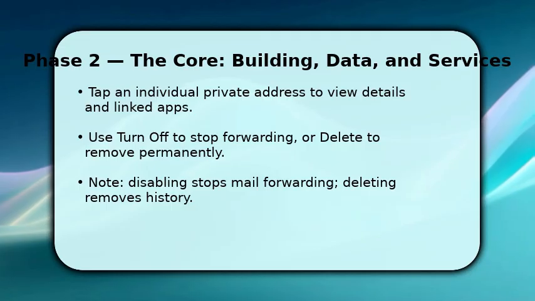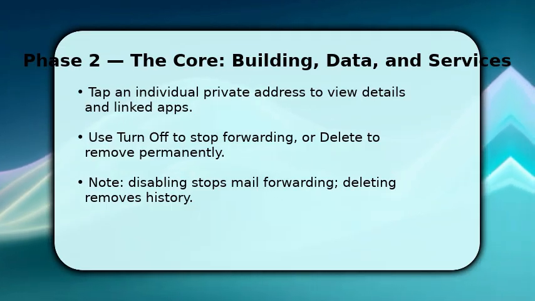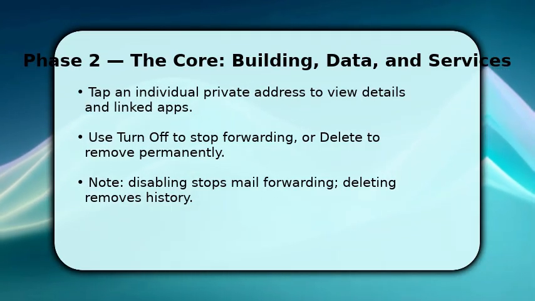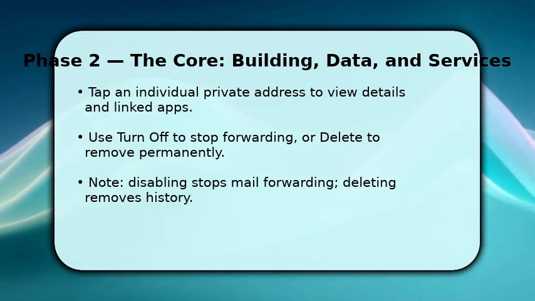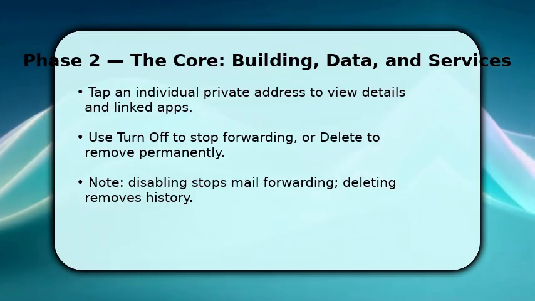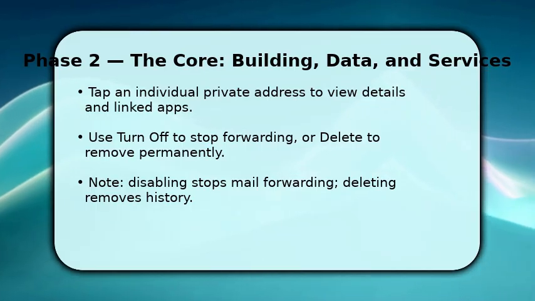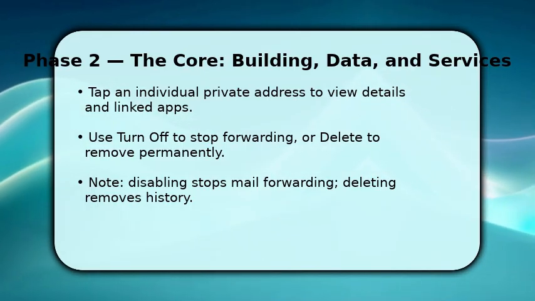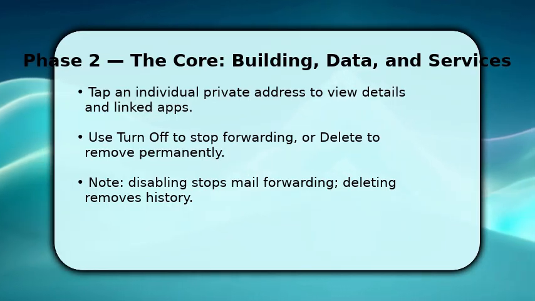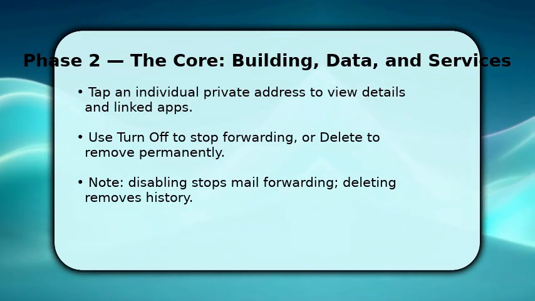If you want to stop receiving messages from that alias, choose Turn Off, which stops forwarding but preserves the address in case you reactivate it later. If you're certain, choose Delete to remove the alias permanently and end all forwarding and link associations. Make sure to check linked apps so you don't lose access unintentionally, and move to the next address as needed.